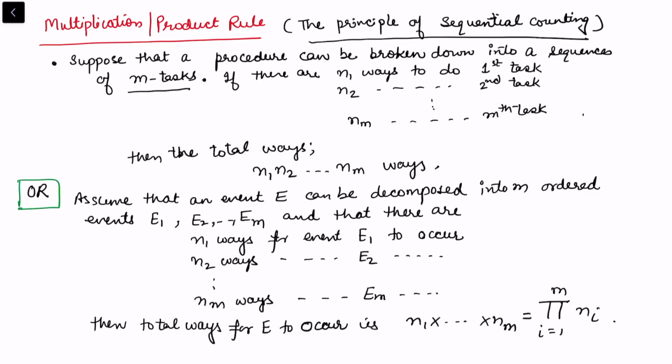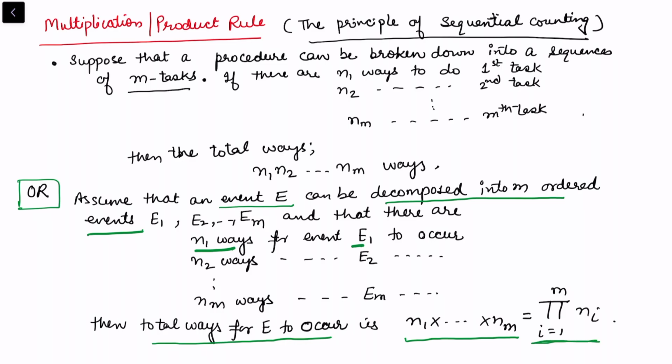Or we may define it as: assume that an event E can be decomposed into m ordered events. Ordered means they are in the sequence in which they occur, E1, E2 up till Em, and there are n1 ways for E1 to occur, n2 ways for E2 to occur, and nm ways for Em to occur. Then the total number of ways for E to occur is n1 into up till nm, and that is the symbol for the product, just like we use for the summation, i varying from 1 to m, ni.